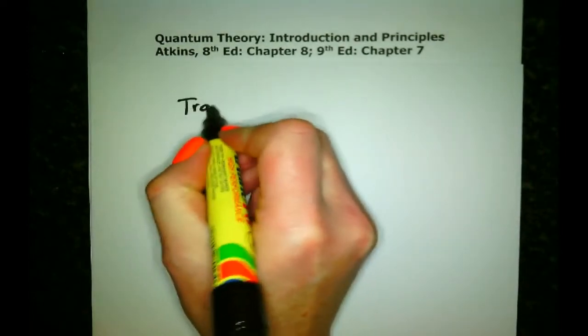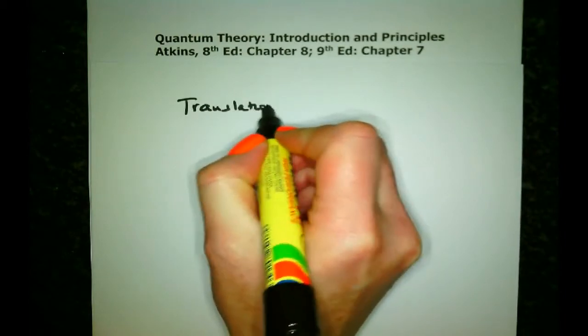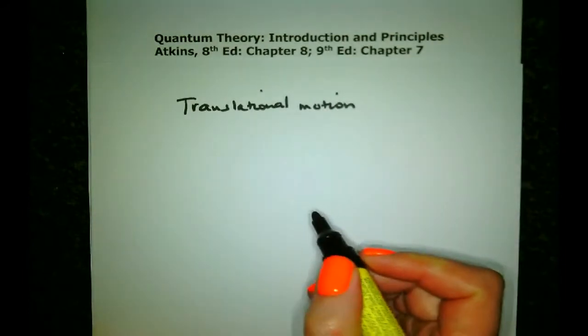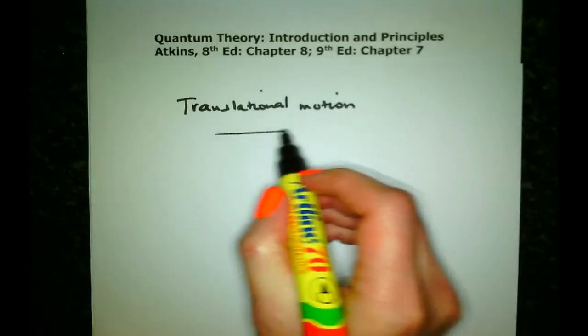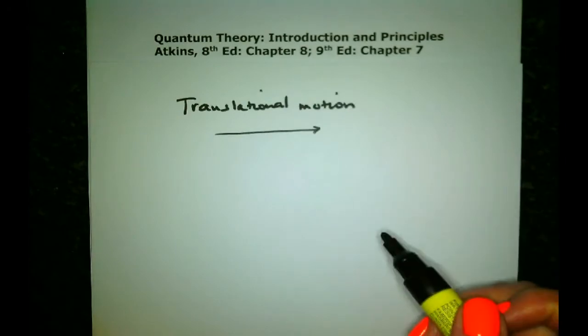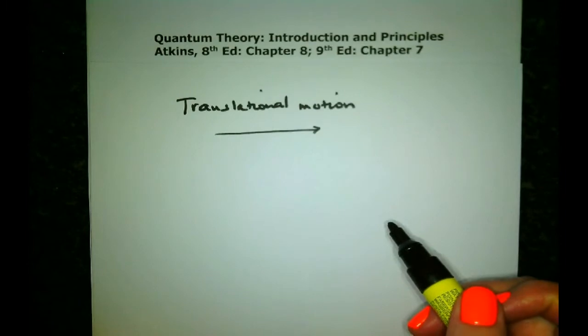Firstly, I want to define the idea of different types of motion, since we are going to divide the quantum mechanical models that we're going to use according to the type of motion. Now, the first type of motion is translational motion. Translation is just something moving in a straight line. For example, a car driving on a road without changing lanes.